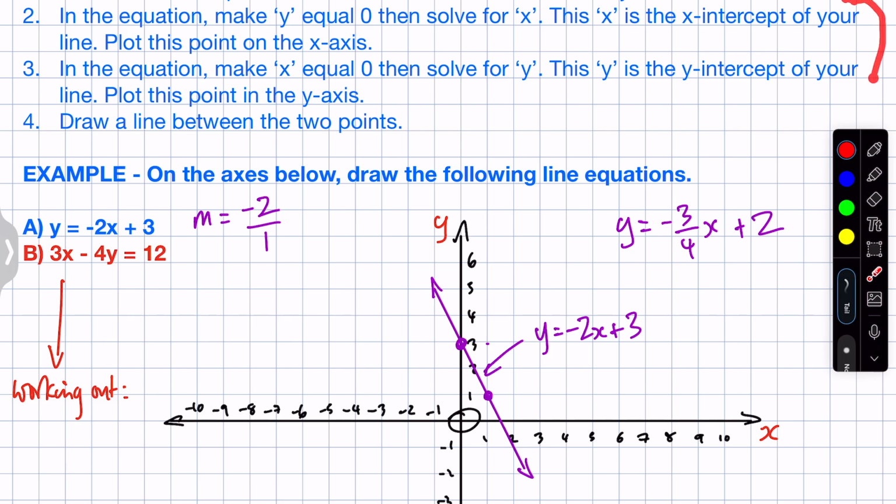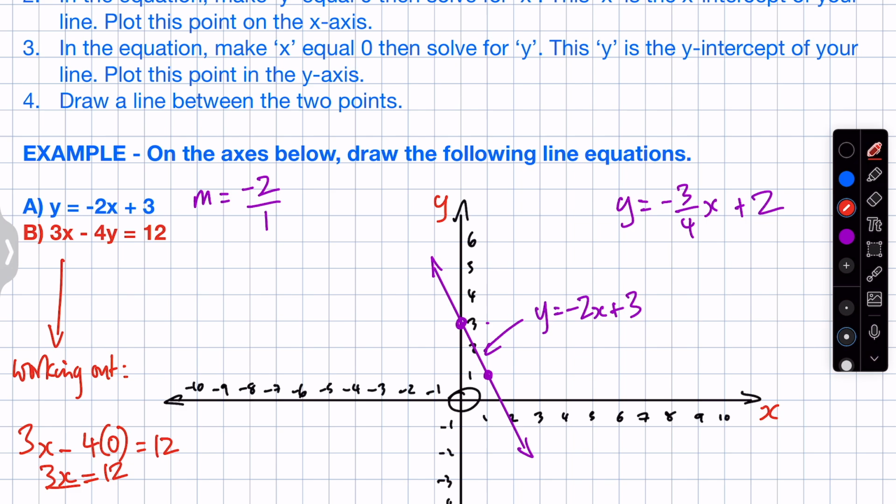So let me demo steps 2 and 3. In the equation, make Y equals 0. So I'm going to rewrite this: 3x take 4, but instead of Y, it's 0. What's 4 times 0? 0. So what's the only thing left in the equation? 3x is equal to 12. What's 3 doing to x? So what's the opposite of timesing by 3? So what's x going to be? 4. Plot this point on the x-axis. X is equal to 4.